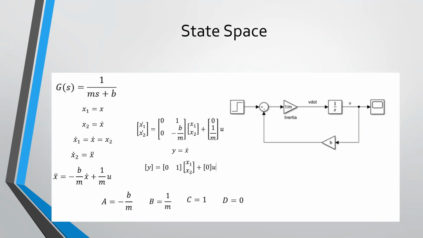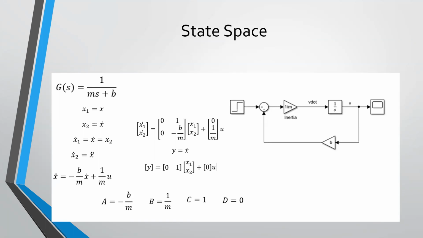After rewriting our transfer function in terms of x double dot, after plugging in the variables, we get a matrix of A equals negative B over M, B equals 1 over M, C equals 1, and 0 for D. With our A through D matrices known, we can build the transfer function in Simulink.